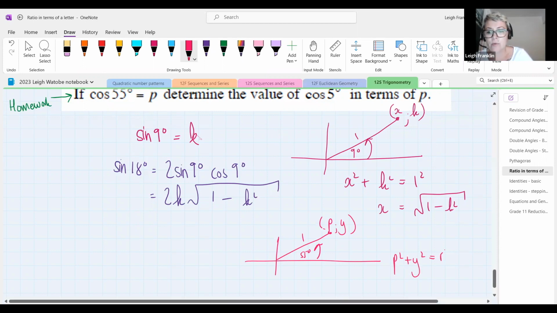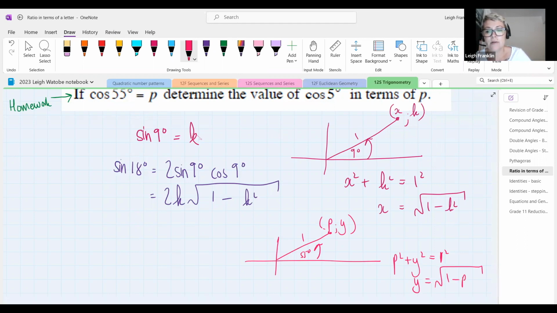Is equal to R squared, absolutely. And you know that R squared is equal to 1. Yes, ma'am. So Y would be equal to root 1 minus P squared. Yes, ma'am. Okay, cool. All right, perfect.